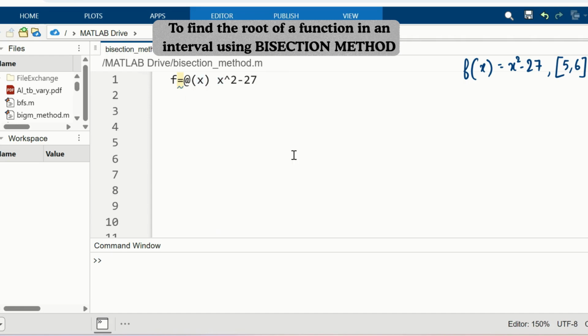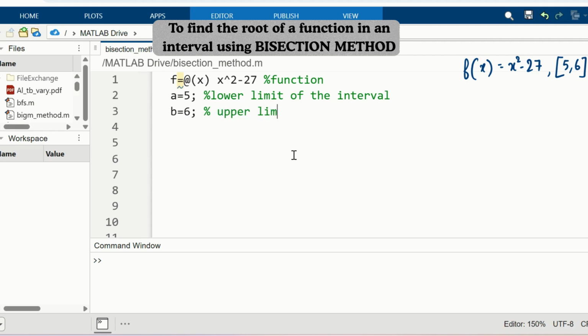Then we'll define our interval in the form of a and b. The lower limit is always a, so a will be 5. And the upper limit is the b value. So we will define a and b like this. Let us write the comments here that this is the function. This value is the lower limit of the interval and the b value is the upper limit of the interval.